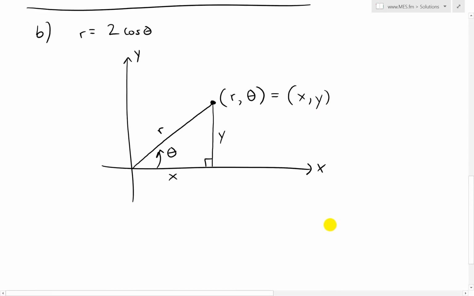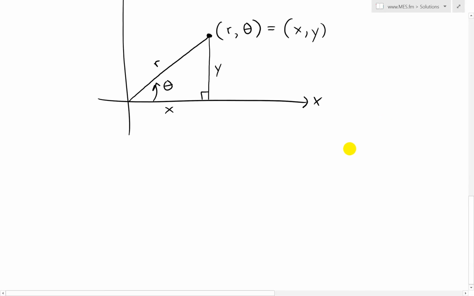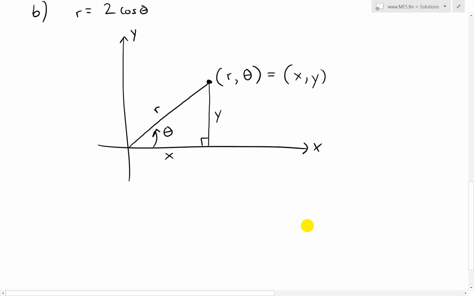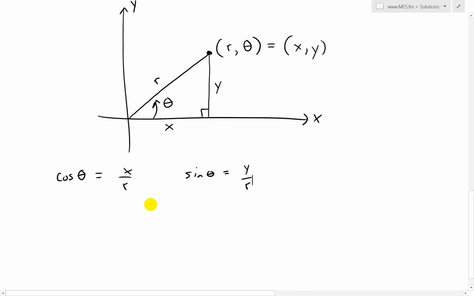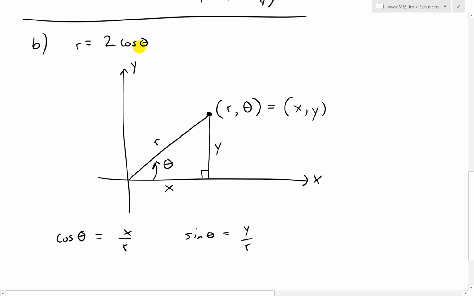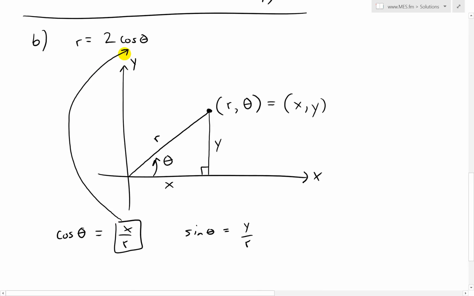The next step in converting this equation into Cartesian, we could just use the basic trigonometric functions. We know the trig ratio for cosine theta is adjacent over hypotenuse, that's x over r. Likewise, sine theta equals opposite over hypotenuse, y over r. Notice that we have this cosine theta, and we know cosine theta is equal to this, so we can throw this x over r inside this cosine theta.